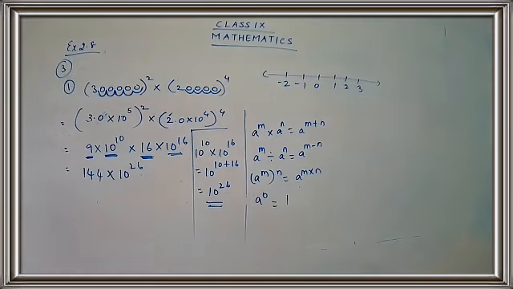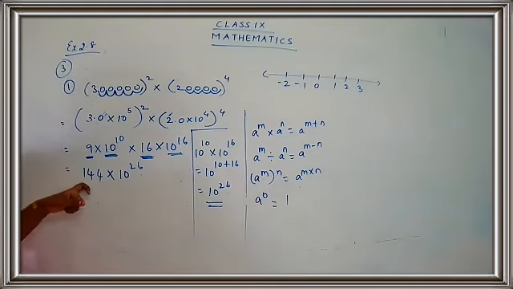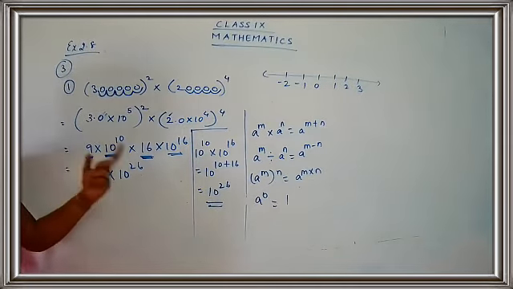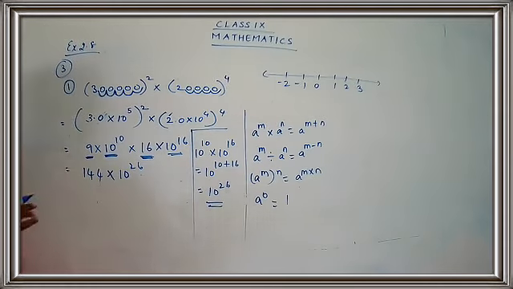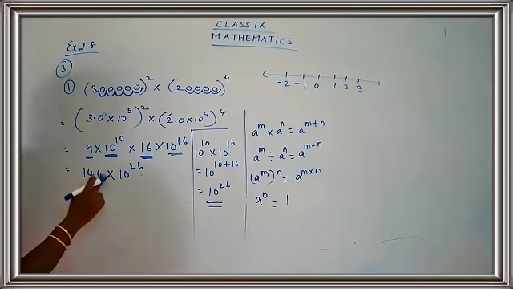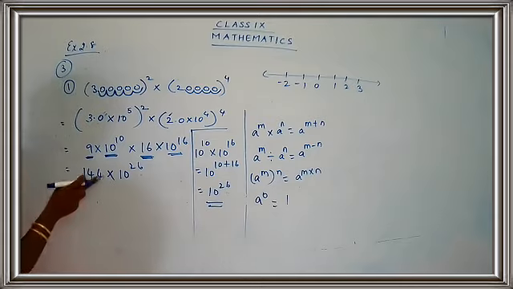So we have applied the law and we got the answer as 144 into 10 raised to 26. Now, just imagine the decimal point for this number. Where is the decimal point? The decimal point is after 4. Yes, children? I have told you that you have to just imagine where the decimal point is. So the decimal point is at the end of the number.